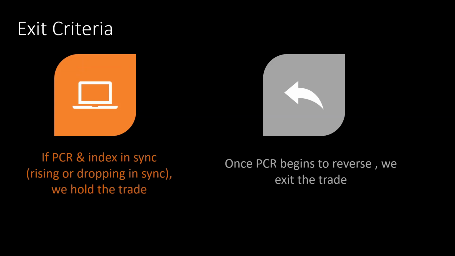So reiterating our exit criteria, as long as PCR and index are in sync, either rising steadily in case of a bullish trend reversal or dropping in sync in case of a bearish trend reversal, we hold the trade. When we start seeing PCR reverse, which happens very close to the support or resistance regions, it's time to exit the trade and book our profits.